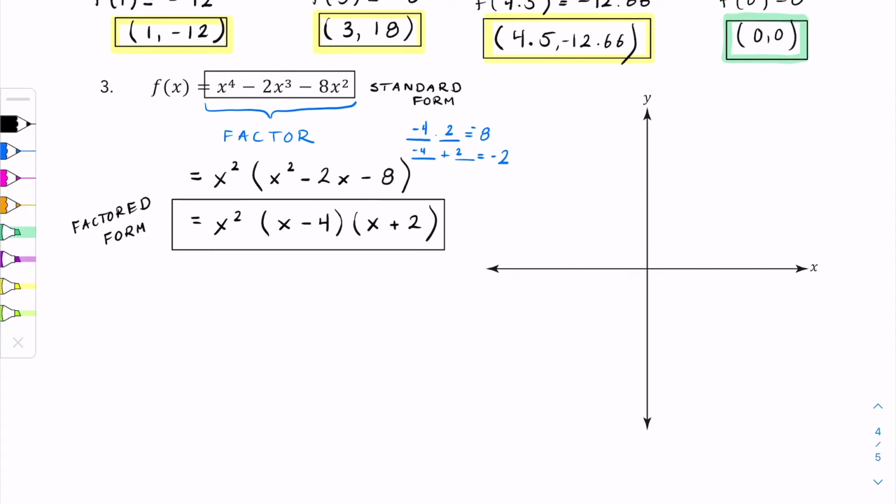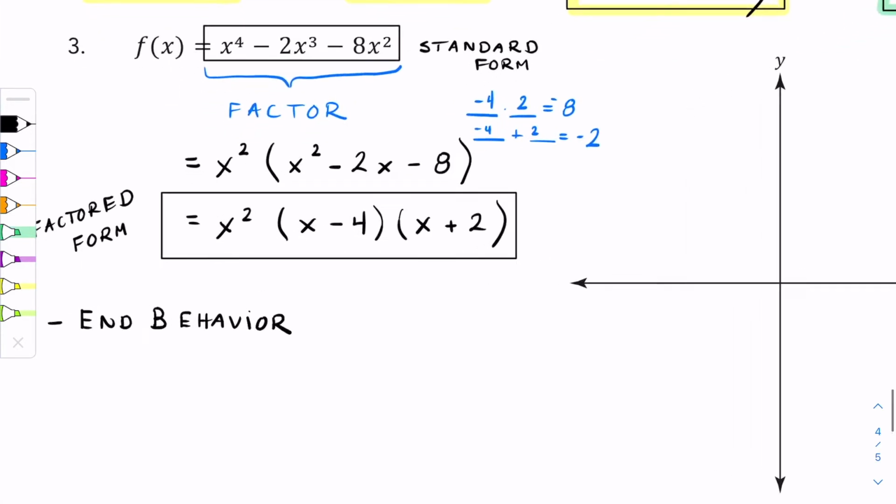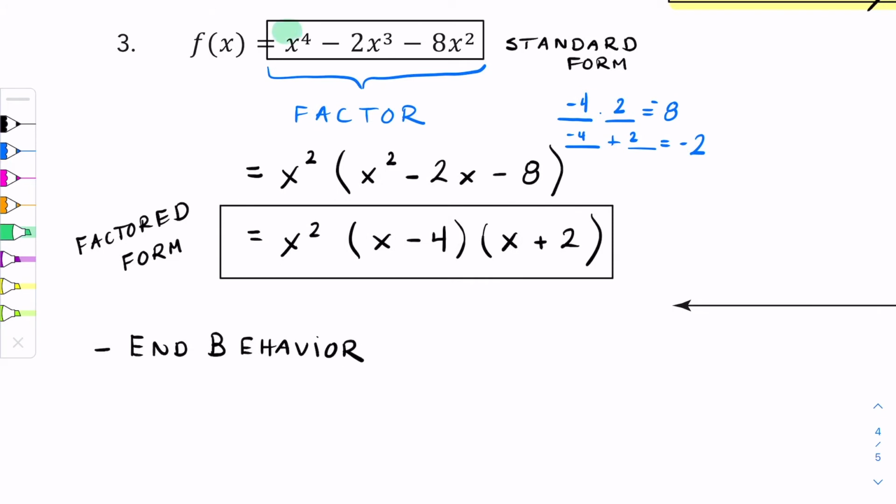All right, end behavior. So for the end behavior, you're always looking at the degree and the leading coefficient. And when you do that, you're looking at it in standard form. In the previous problems, we've had to find the power function, but this one's already in standard form. So here we can see that we have a degree of 4, which is an even number. And we have a leading coefficient that is positive.